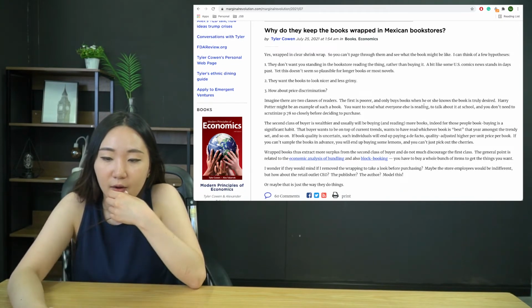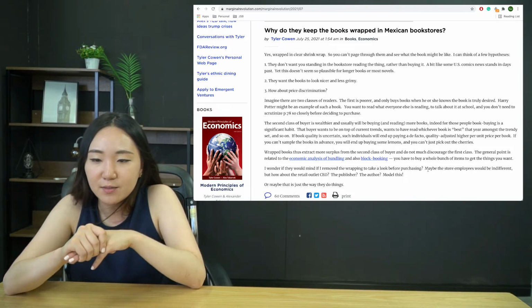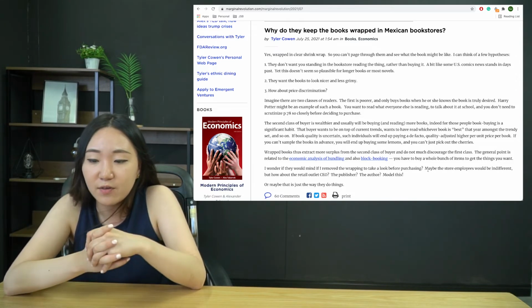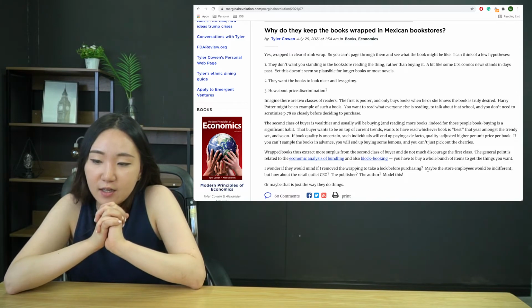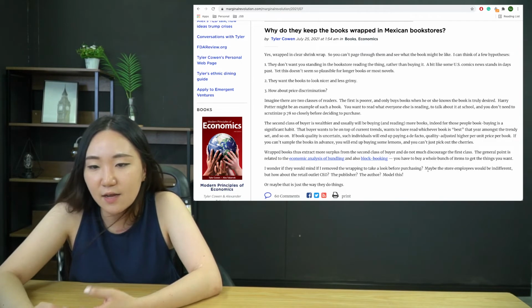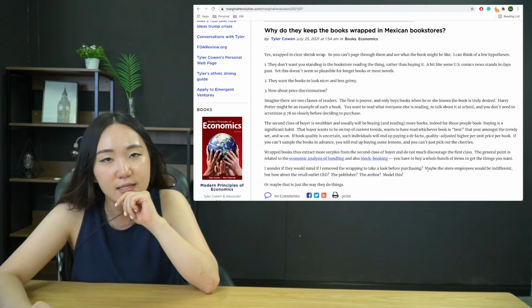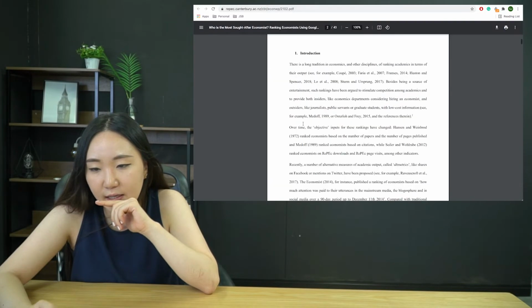So I really liked things like this. This is talking about why we keep books wrapped in Mexican bookstores, and maybe suggesting, hey, could this be related to suggesting different quality? I think it's just quite interesting. It doesn't have to be something that you look at and think, oh, that's fantastic. But it's interesting.